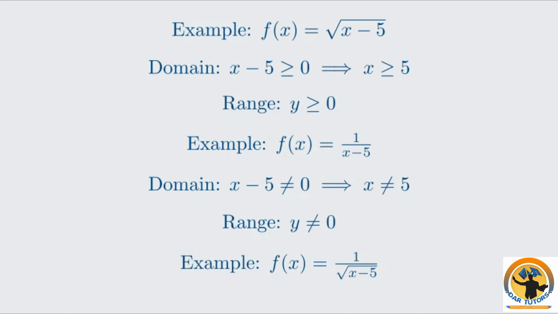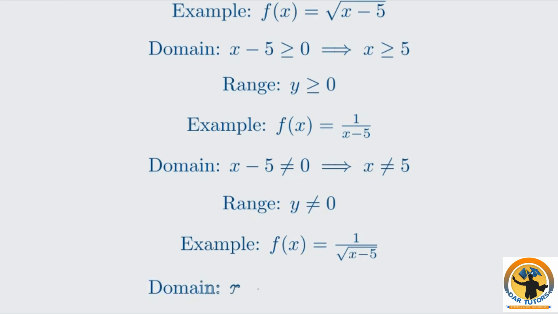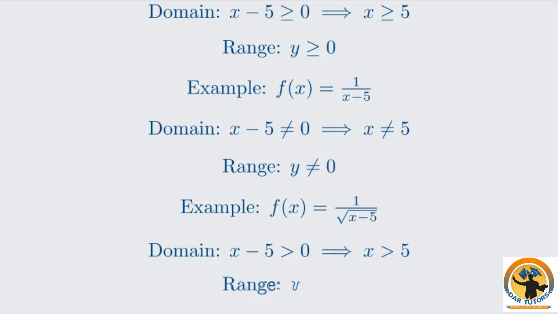Finally, let's look at f of x equals 1 over the square root of x minus 5. Here, we have both rules at play. The denominator cannot be 0, so x minus 5 cannot be 0. And the expression inside the square root must be non-negative, so x minus 5 must be greater than or equal to 0. Combining these, we get x minus 5 must be strictly greater than 0, which means x must be greater than 5. This is our domain. The range is all positive real numbers, because the square root is non-negative and the fraction is non-zero.